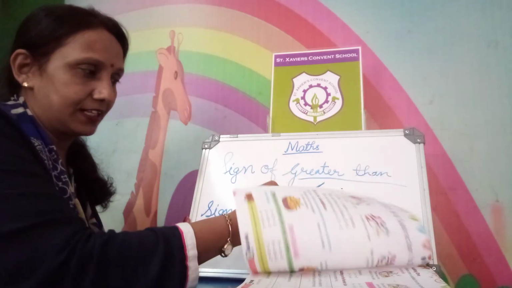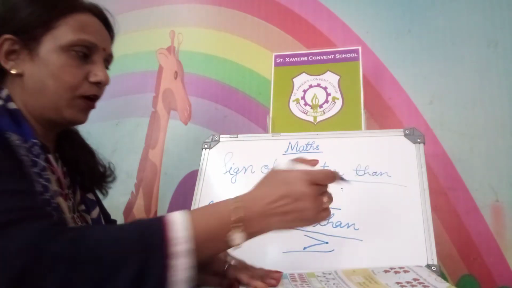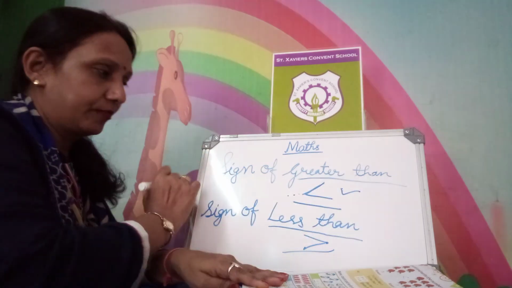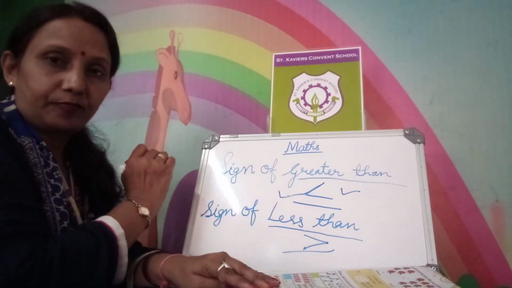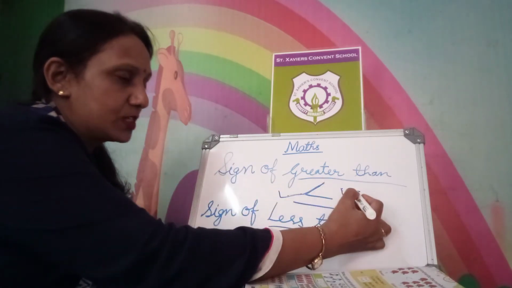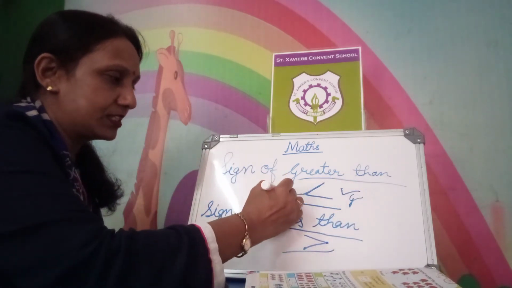Greater than, less than. Where there is the mouth open, there is the greater than. Where the mouth is closed, that one is the less than. This one is the greater than and this one is the less than.